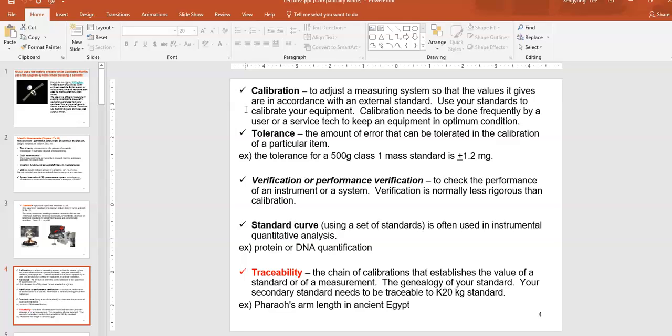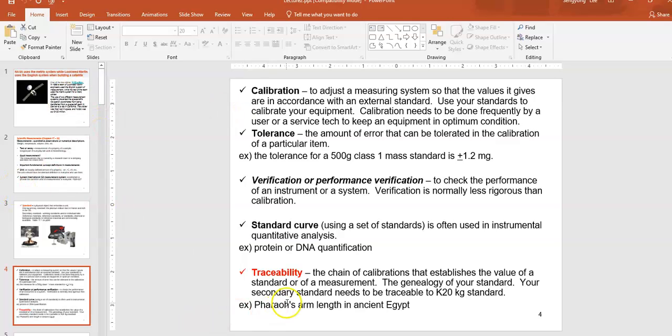And then traceability, again, that term shows up again. It is a chain of calibration that establishes the value of a standard or a measurement. Whatever standard you are using in the lab should be traceable. Maybe it's a secondary standard that's made from the primary standard that's kept somewhere in the US, maybe. What is that institute? The US Standard Organization. They will have their own standard. So mostly a secondary standard will be made off of the primary standard. So the standard should be traceable. That's what it means.